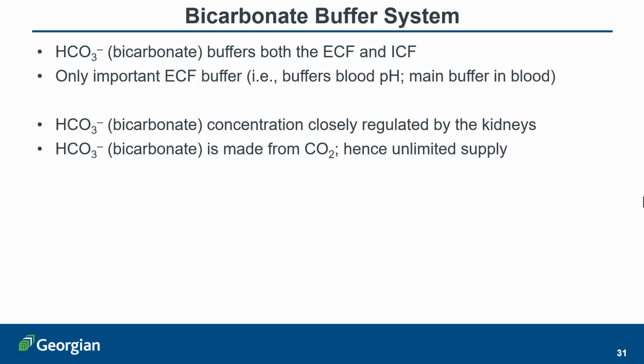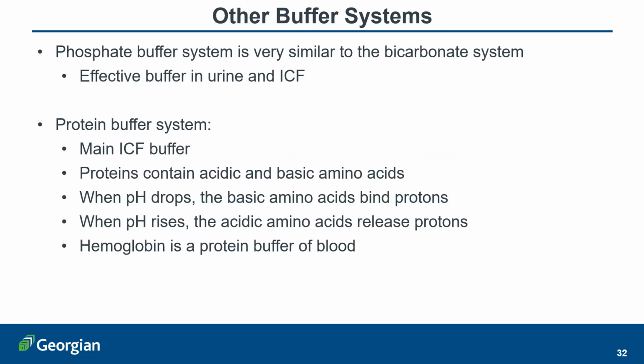What does a buffer do? A buffer resists the change in pH, and since bicarbonate is the only ECF buffer, it is very important to regulate the concentration of bicarbonate, and that is done by the kidneys. How is bicarbonate manufactured? Well, it is made from carbon dioxide or CO2, hence there is really an unlimited supply of bicarbonate that is available to us since we can easily produce CO2. The other two buffer systems are the phosphate buffer system, which is very similar to the bicarbonate buffer system, and it is a very important buffer in both urine as well as in the ICF.